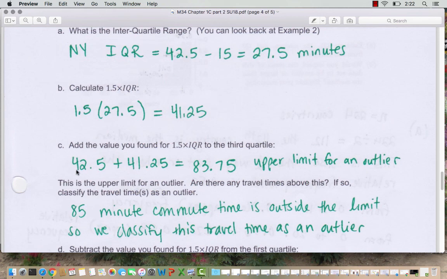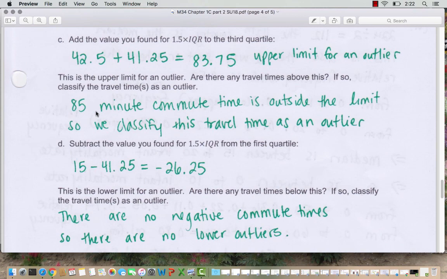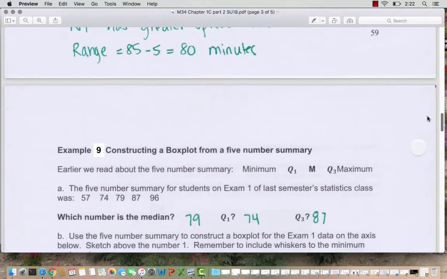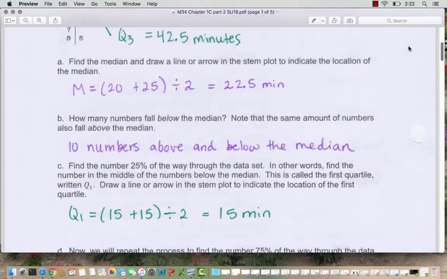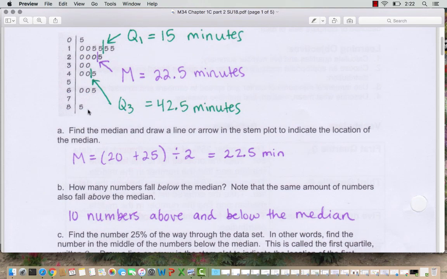So we take this 41.25 buffer zone and we add that to the third quartile. So the third quartile was 42.5. We add our 41.25 that came from the calculation in Part B. And we get 83.75. So that's the upper limit for an outlier in this data set. So were there any travel times above this? We know that there was an 85-minute commute time if we go back to that stem plot a couple questions back for New York. So this 85-minute commute time we can now classify as an outlier.